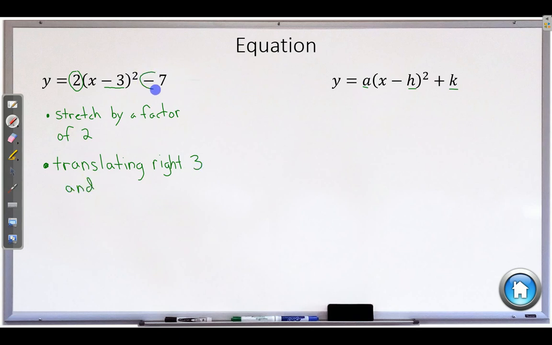And the minus 7 at the end, that's the k, that controls the up and down. Nothing weird about that one, so a minus sends us down 7. So there we have a description of everything that is happening to this parent function, the parabola shape. So let's draw a graph of that now so we can actually get a visual.